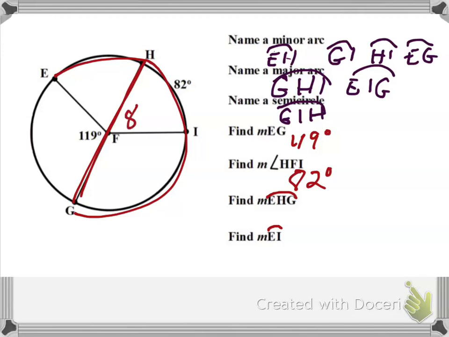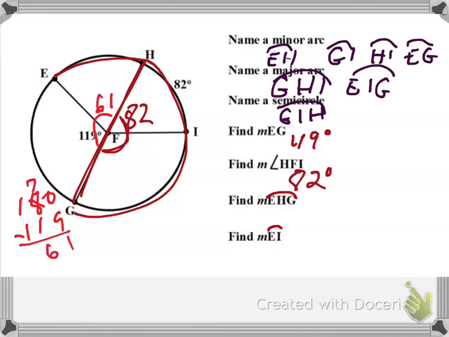I know this one is 82. I need to find the other ones. Well, I know that this whole thing here, that's 180, and I know that this is 180. So what I'm going to do over here, let's see, 180 minus 119, so this is 61 degrees, and this is 180 on this side, so I can just do 180 plus 61, 241. So this is 241 degrees.